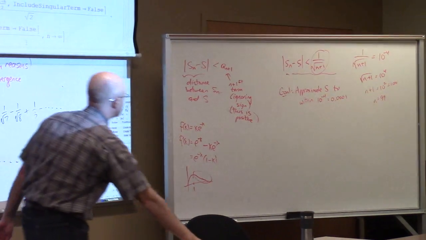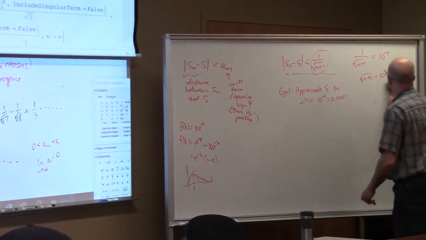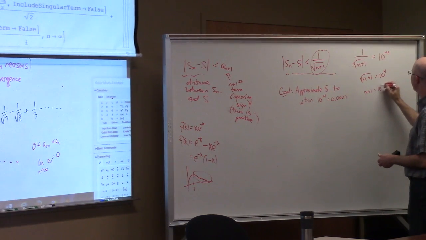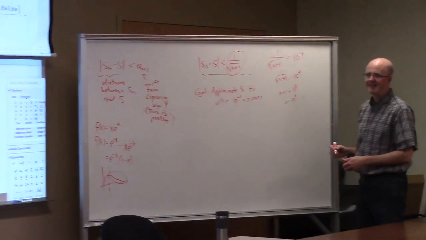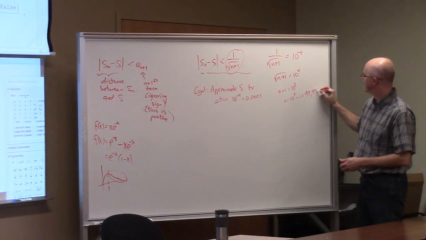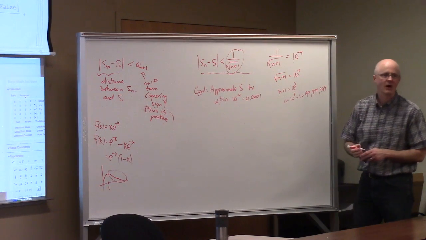Oh yeah, thank you. I thought that seemed too small. Yeah, n plus 1 is going to be 10 to the 8th. n is 10 to the 8th minus 1. That's better. 10 to the 8th is 100 million. So we're talking 99,999,999, or you might as well just round up to 100 million.